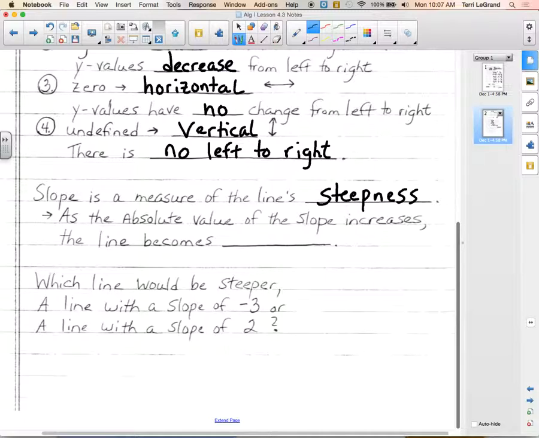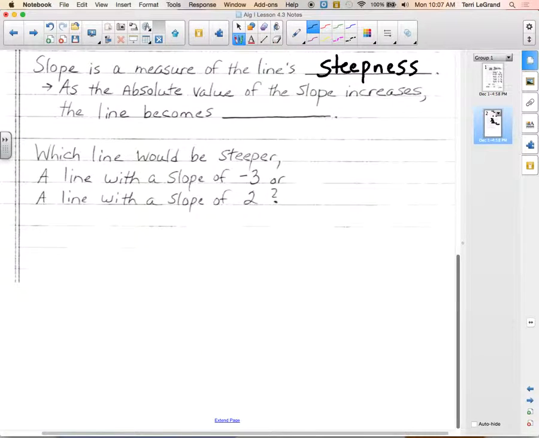Okay. So as the absolute value of the slope, what do I mean by absolute value again? Distance from zero. So the absolute value of slope means we're talking about its distance from zero, which is always going to be a positive value or zero. It can't ever be negative. So as the absolute value of slope increases, what happens to the line? It increases. What does that mean? Steeper, yeah.